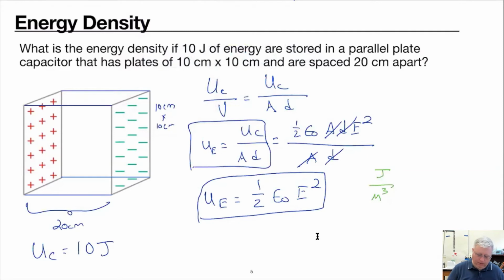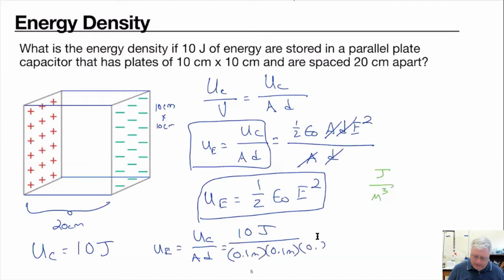Okay, so then we want to use this relation to find the energy density. So U over area times distance between plates, 10 joules. Area is 0.1 meters by 0.1 meters. And the distance would be 0.2 meters.